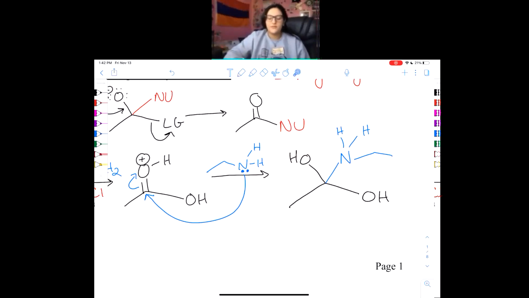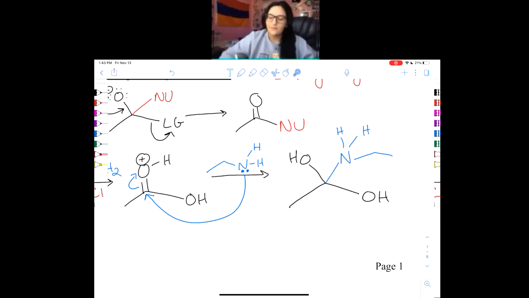Is anyone confused about why we added the nitrogen side to the carbonyl? If you are, please let me know. I see so many people make this mistake. Okay. Feel free to ask me at any point if you want to, or email me or whatever.